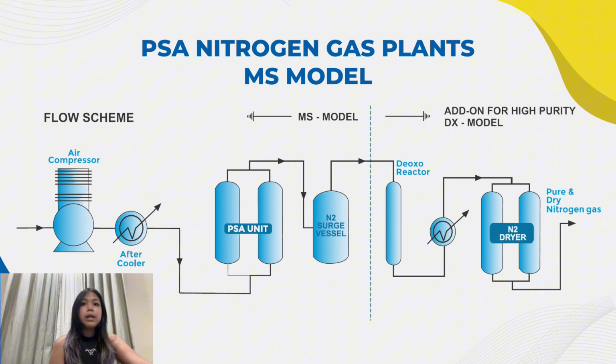Depending on the setup and requirements of the PSA system, nitrogen of up to 99.99% purity can be achieved. This nitrogen gas is used across several industries, including chemical, pharmaceutical, food packaging, electronics, and steel industries, among others.